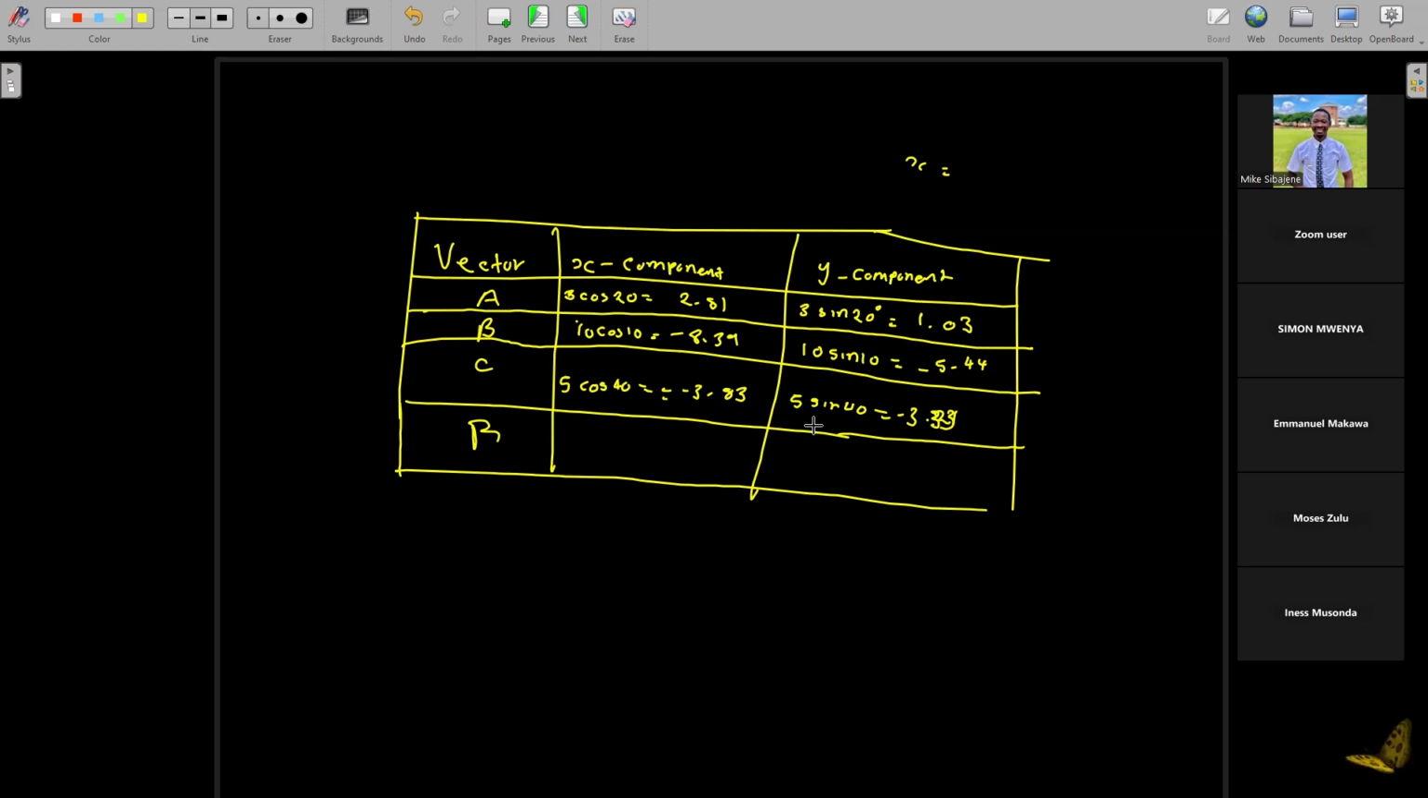Why is my calculator giving me 3.83? Check again. Oh no, mine is in radians. Even mine was in radians. That's the mistake that I made.